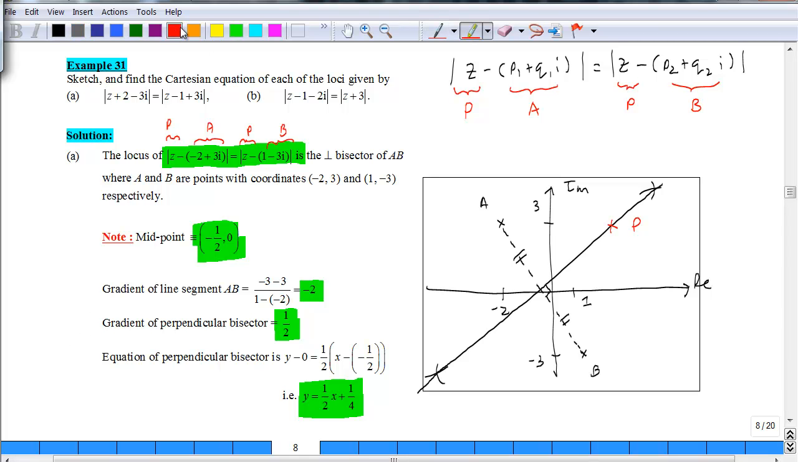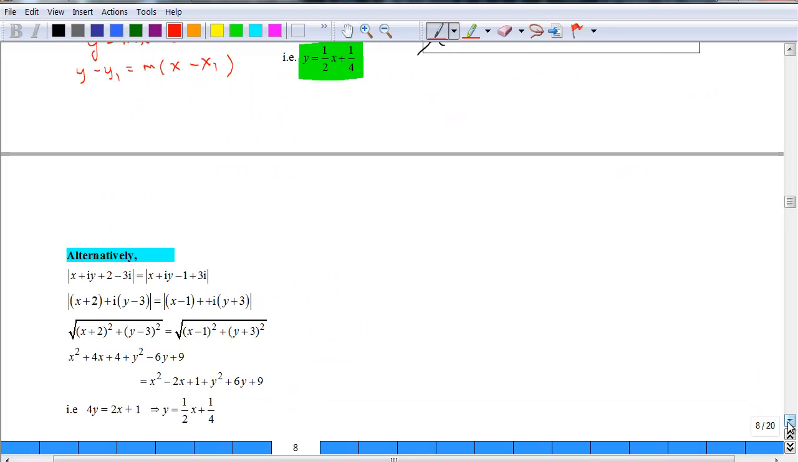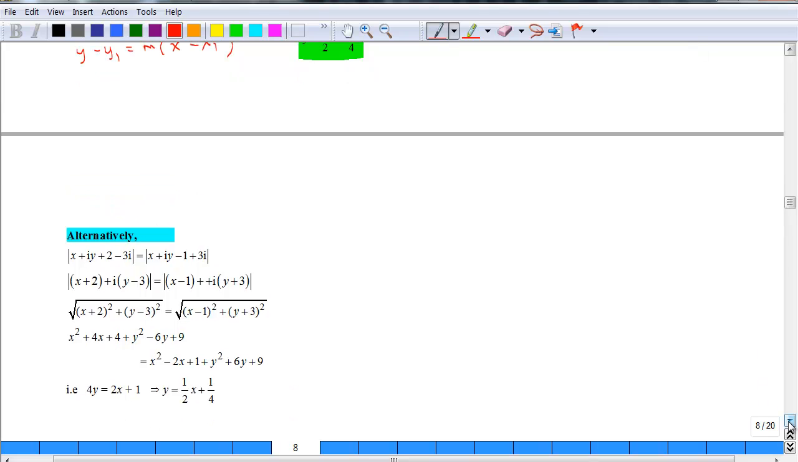Maybe just to do a quick recap, you can use y equals mx plus c, or y minus y1 equals m times x minus x1. Now alternatively, like what we have done before in finding the Cartesian form of the equation of the circle, to find the Cartesian form of the equation of the perpendicular bisector, you can convert the z into the x plus iy form, as what you see here, and you can actually get the same result.